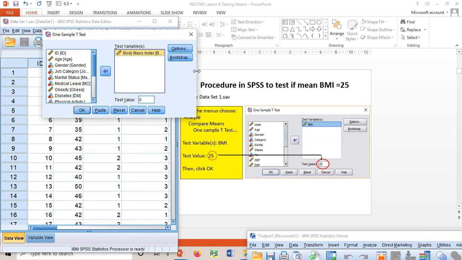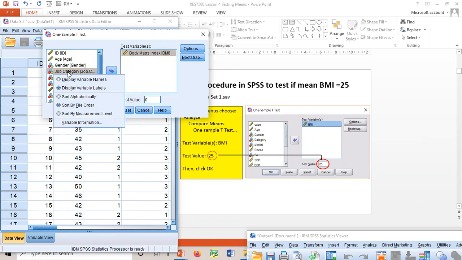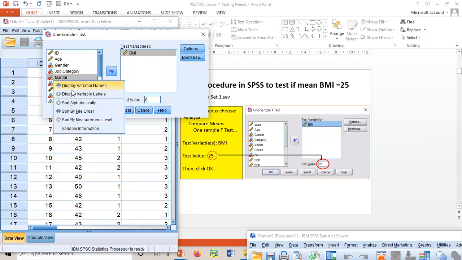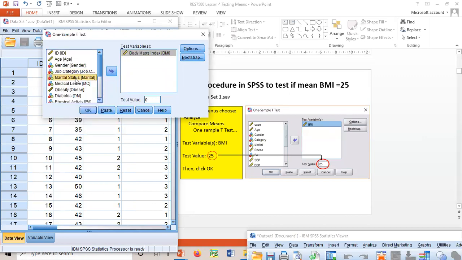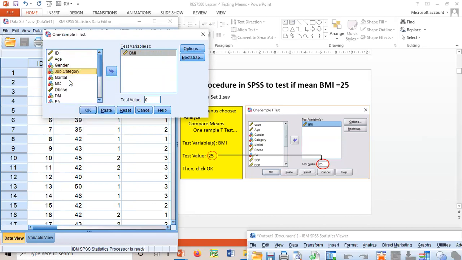So BMI is there, but now we can't locate it. Listen carefully. Right click, display variable names. It's easier to see the variable, otherwise the label is very lengthy and you can't see it sometimes. Right click your mouse, display variable names. So now BMI, just move BMI.